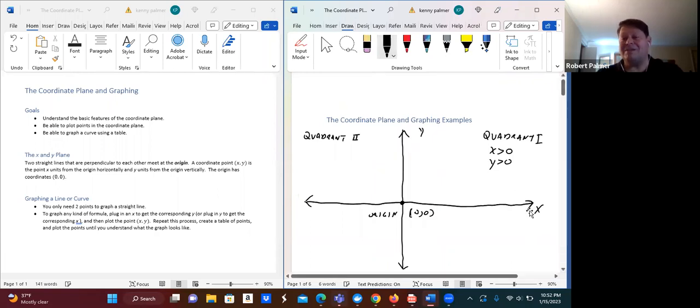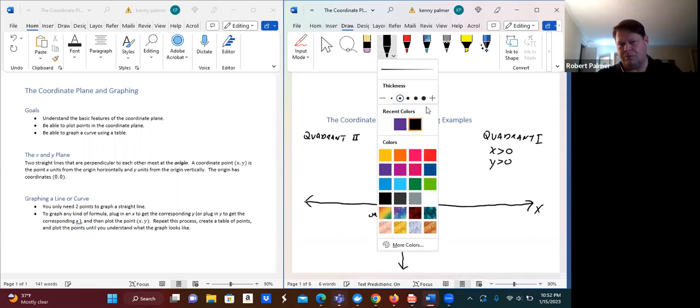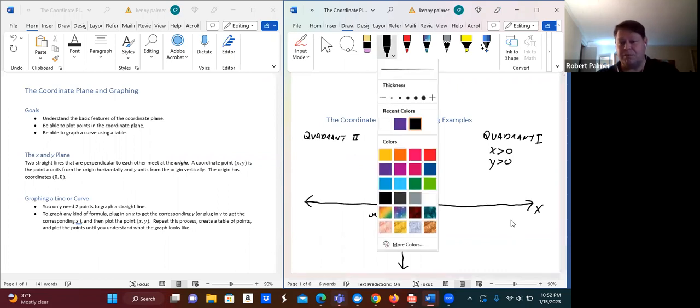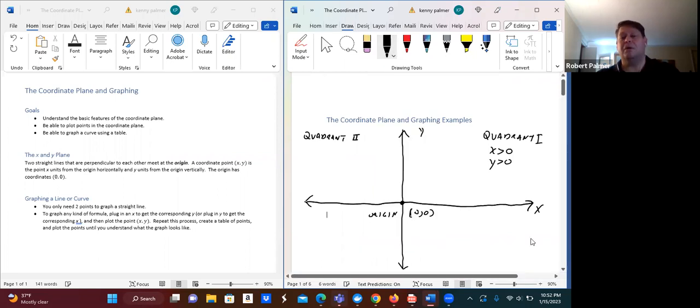So along the x-axis, I apologize, I'm having a little trouble with my writing tool. Give me a moment here. All right, once again, please be patient. I'm having a little issue with my writing tool, and I'm not sure what it is.